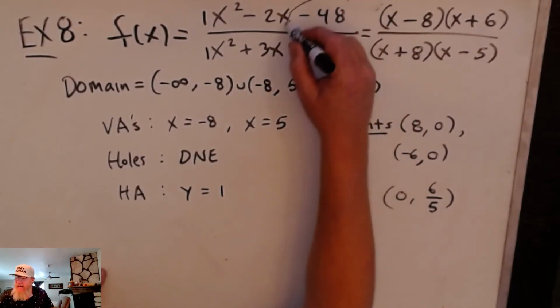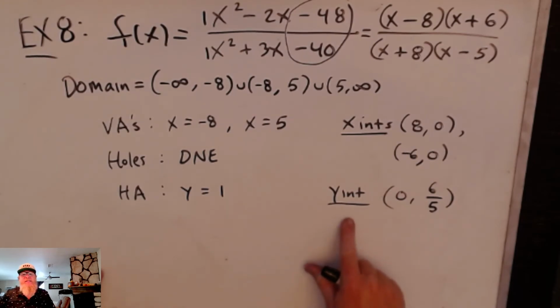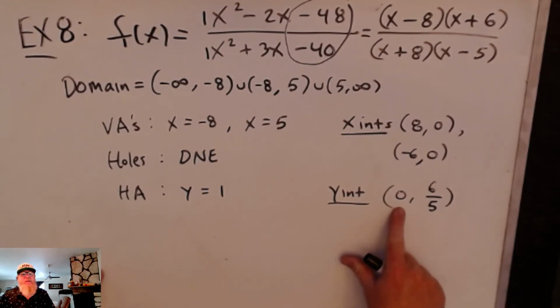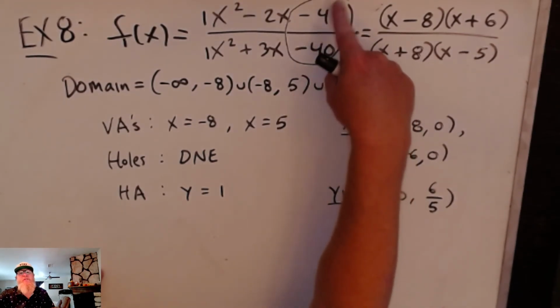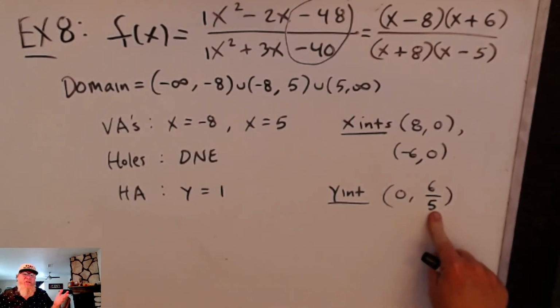Another way to do it, I like to just use the original. If you put 0 in for x to find the y-intercept, and just reduce this, 48 divided by 40 is 6/5. Or you could think 1.2.